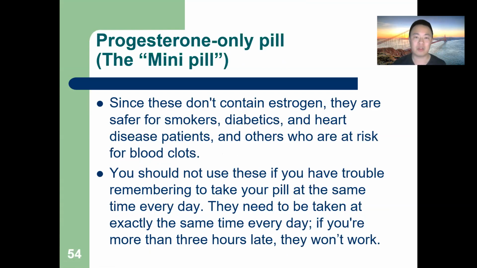There's another one here called the progesterone-only pill, aka the mini pill. You probably heard of this. Since these don't contain estrogen, they are safer for smokers, diabetics, and heart disease patients, and others who are at risk of blood clots. But you should not use these if you have trouble remembering to take the pill at the same time every day. They need to be taken at the same time every day. Otherwise, if you're more than 3 hours late, you have to restart it again. It doesn't work.